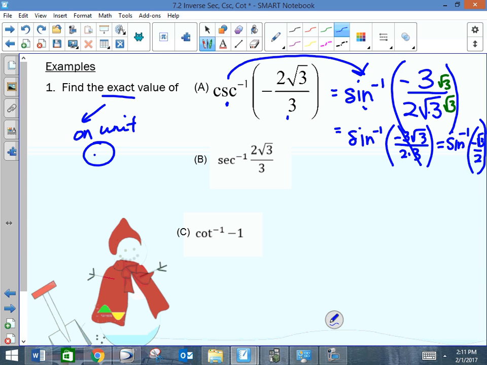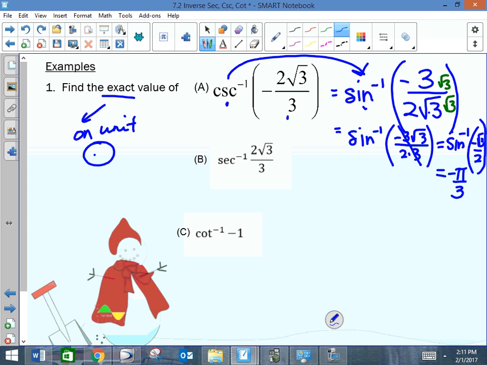Sure? Yes. And it's negative. Negative. It's negative pi over 3. That is close. Okay? So you got the pi over 3, but then you have to put it in the fourth quadrant, because that's what inverse sine does, and cosecant.